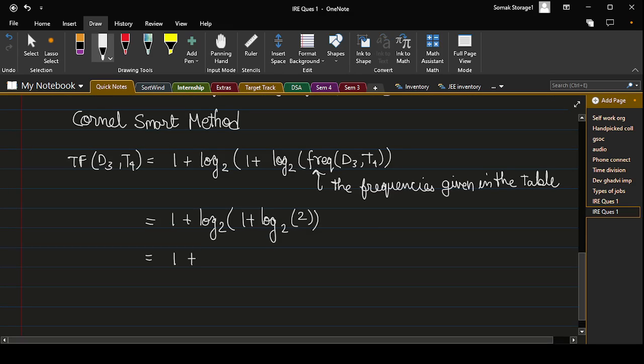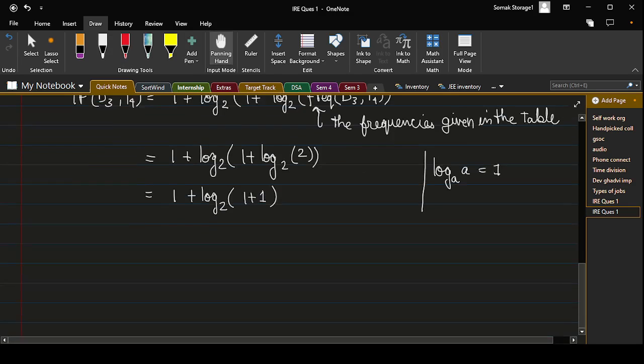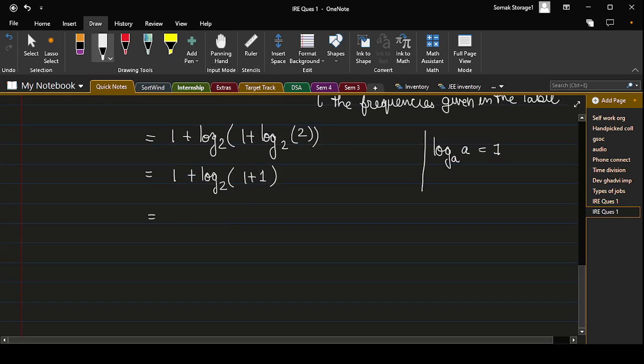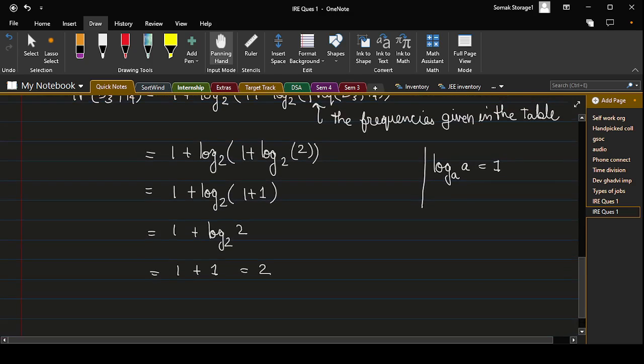Further solving 1 plus log base 2 of 2, that is 1 plus 1. Why 1 plus 1? Because log of a base a is 1 from basic maths. Now we have 1 plus log of 2 base 2. Okay, so what will it be? 1 plus 1, that is 2. So the TF for D3 T4 is 2 after normalization.